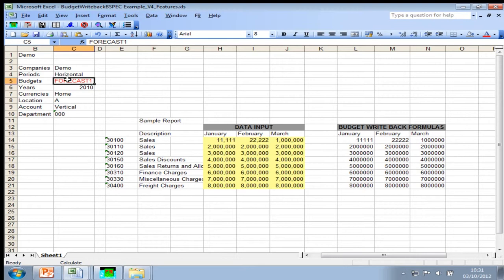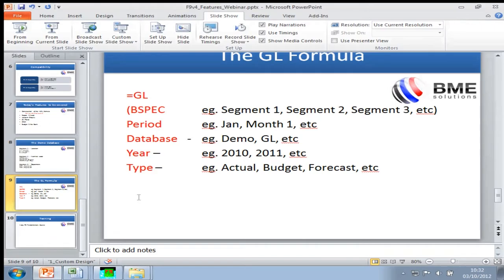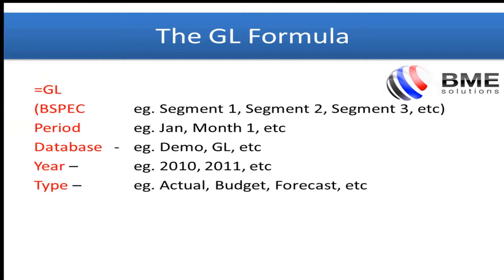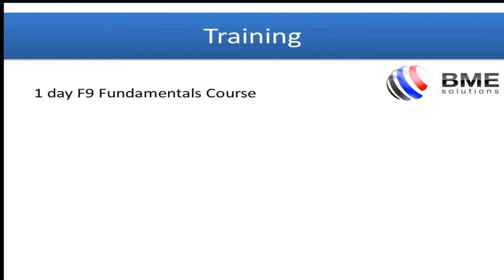So it's quite nice to use F9 to be able to consolidate these. So you can imagine if you had 100 departments and 10 locations, your budget holders could fill in a spreadsheet, send it back to you, you could write it back into F9, and when you did a report, an actual versus budget report, that information would be there for you to look at.